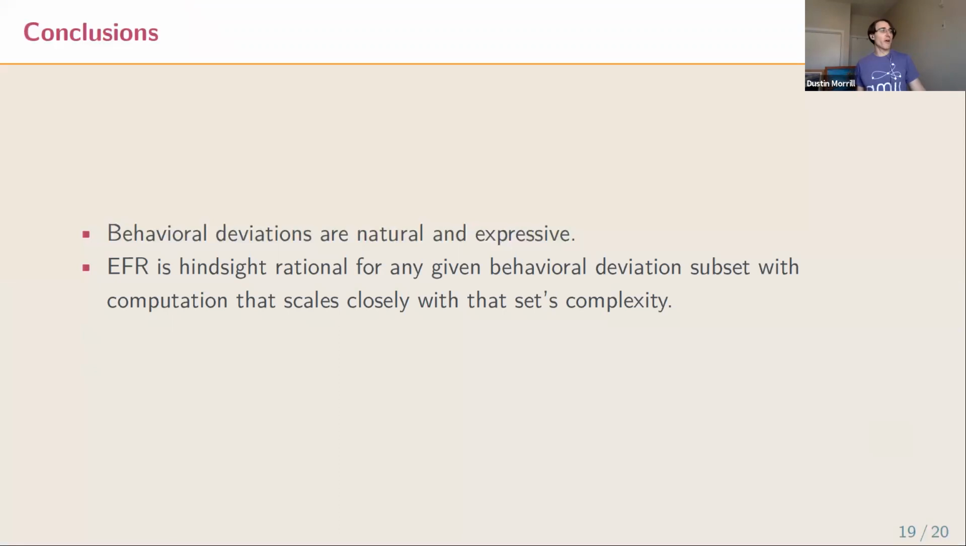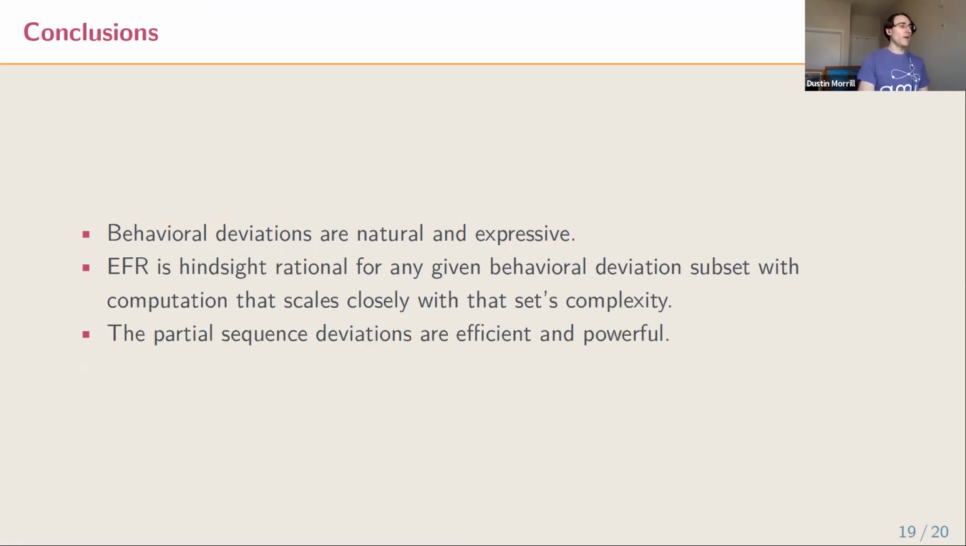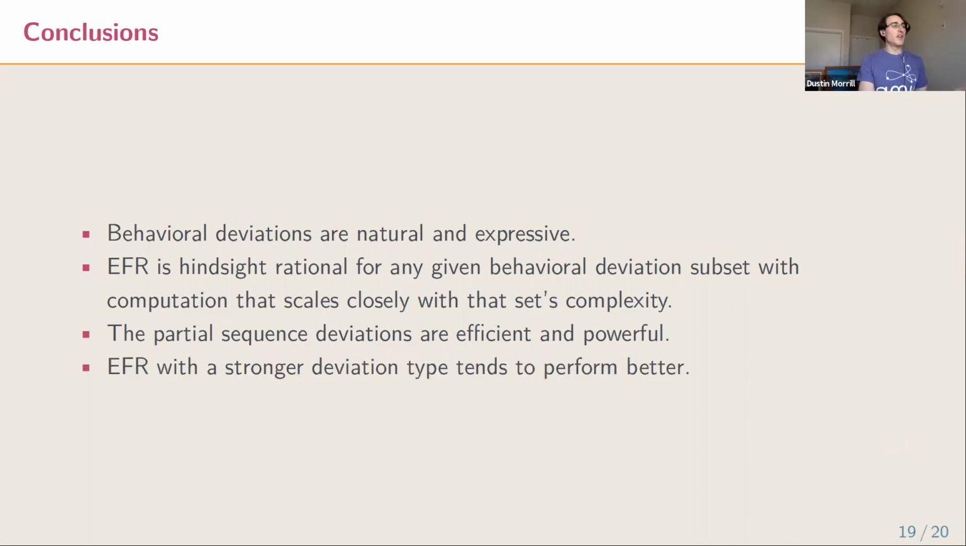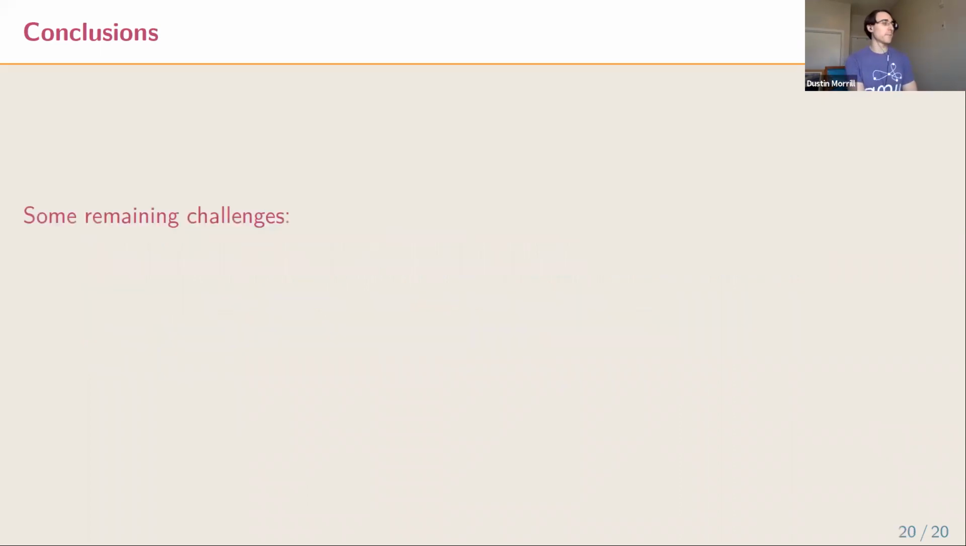The algorithm EFR is hindsight rational for any given set of behavioral deviations, and the computation of EFR scales very closely with that set's complexity. The partial sequence deviations that we described as an efficient proxy of the behavioral deviations are both efficient and powerful. And in practice, EFR with stronger deviation types tends to do better. So that's validating all of this theoretical work.